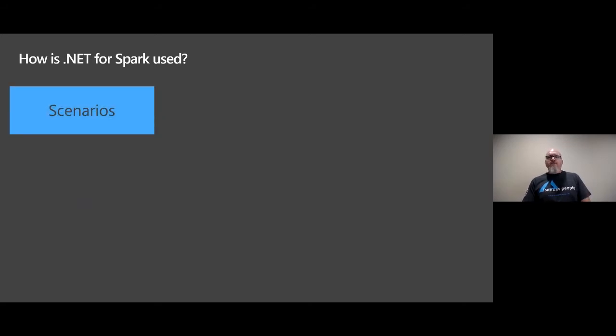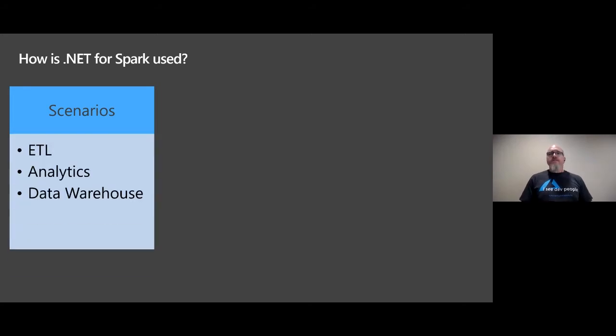Now, we asked about scenarios. What do you use big data and .NET for Spark for? And what was interesting about this is we asked it for big data projects in general, and then we asked it specifically for .NET for Spark projects. And what we found is they were very similar. The most common scenarios are extract, transform, load data, ETL, or basically data transformation, analytics, mining information about data, and data warehouse, storing large amount of data to feed into other processes.